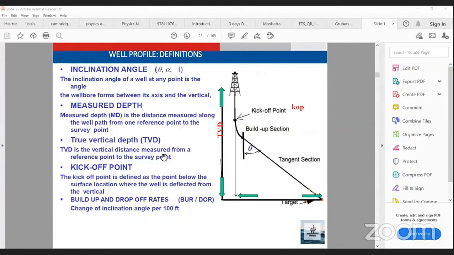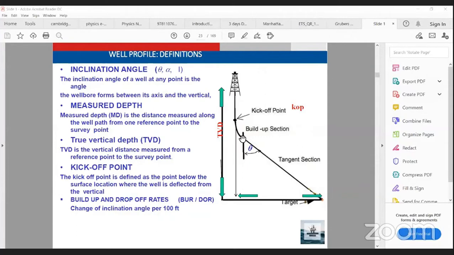The last thing is the kickoff point. The kickoff point is easy. The kickoff point is the point at which the deviating will start. Before the kickoff point, the angle is 0. After the kickoff point, the angle will increase, building until I reach the building angle and the target angle.